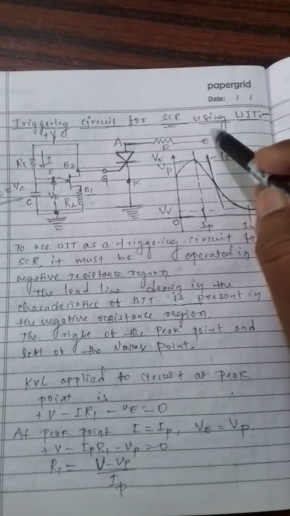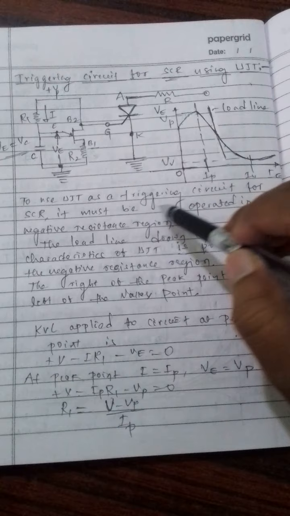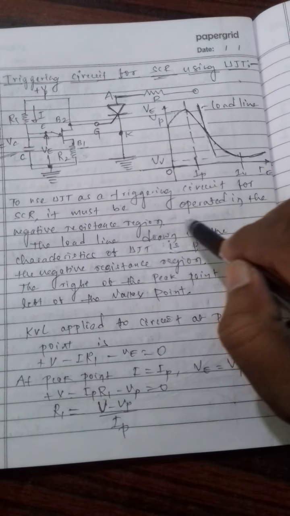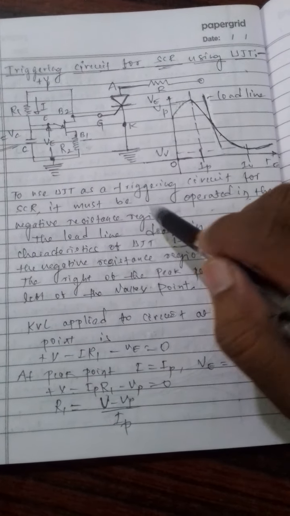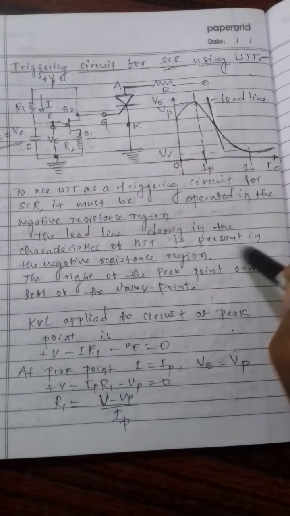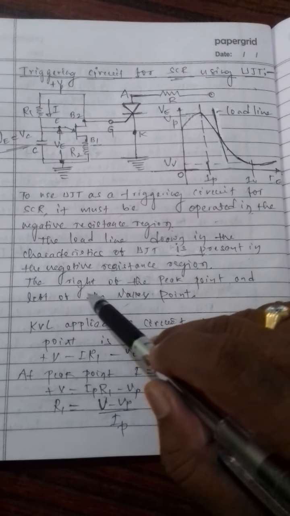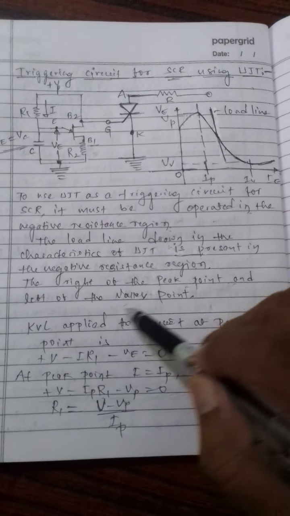The triggering circuit for SCR using the UJT. To use UJT as a triggering circuit for SCR, it must be operated in the negative resistance region. The load line drawn in the characteristics of UJT is present in the negative resistance region, to the right of the peak point and to the left of the valley point.